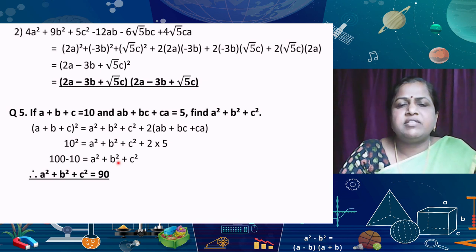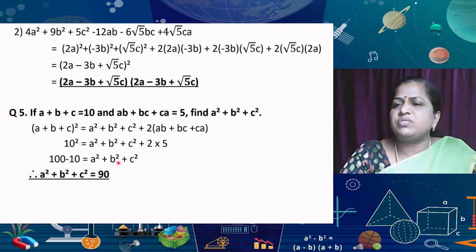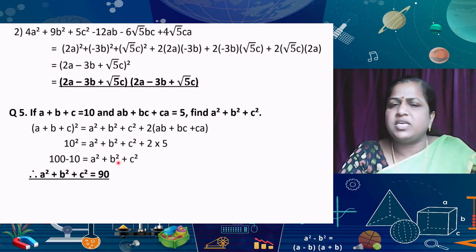By substituting the values of these given terms, we can find the value of a square plus b square plus c square. Or if we are given other values, we can find a plus b plus c or ab plus bc plus ca.